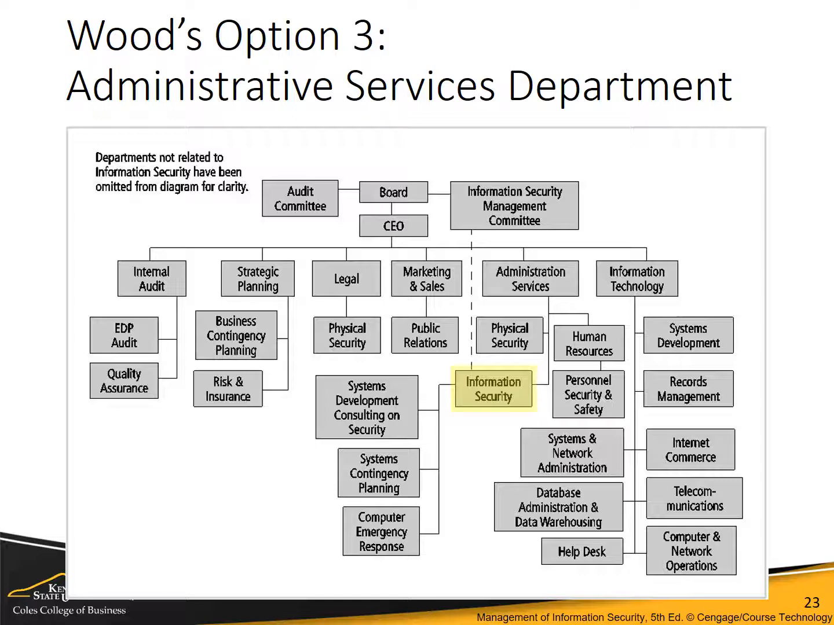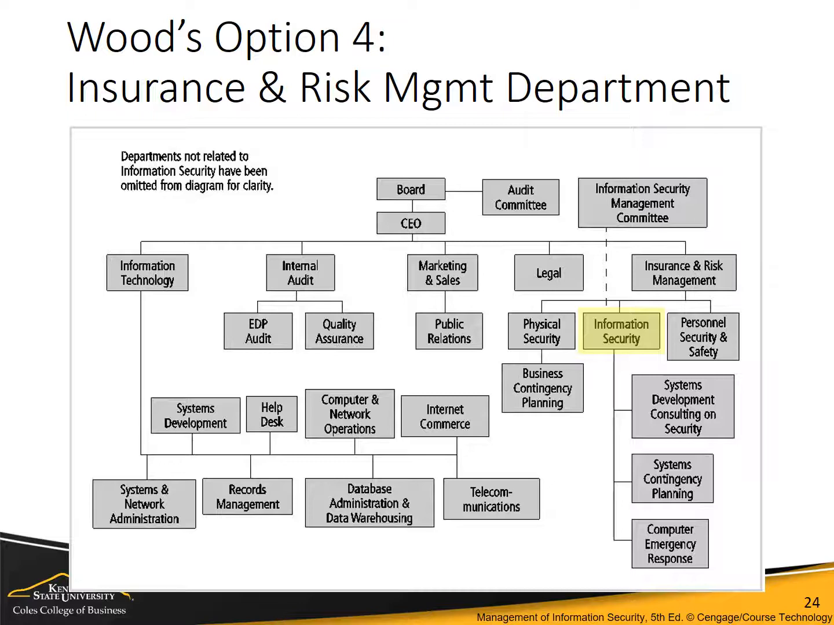Option 3 has a broadly defined administrative services department which oversees information and physical security along with numerous other tasks. With this option, tasks are clearly divided into numerous specialties, ultimately reporting to the CIO. But there is no CISO, and the CIO and CISO may have conflicting priorities as previously discussed. Option 4 includes information security under the Insurance and Risk Management Department. Physical and information security are within the same department but separated into subunits. With this option, there isn't a CIO or a CISO.